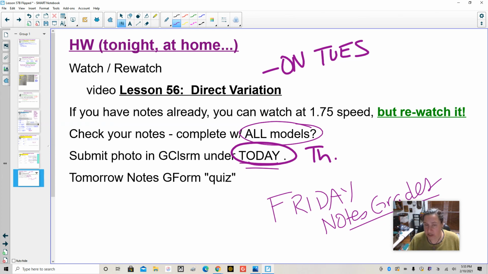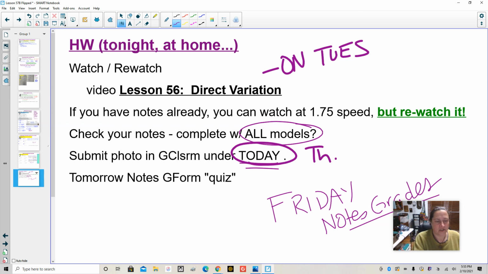If you have taken the notes already, watch it at 1.75. It's actually kind of fun to do that, but rewatch the video. That is how you are going to learn this information better. It won't take very long. Check your notes. Make sure that you completed all of the models. Submit your photo under Google Classroom today. I realize it's not till Tuesday's assignment, but it goes under today, Thursday.